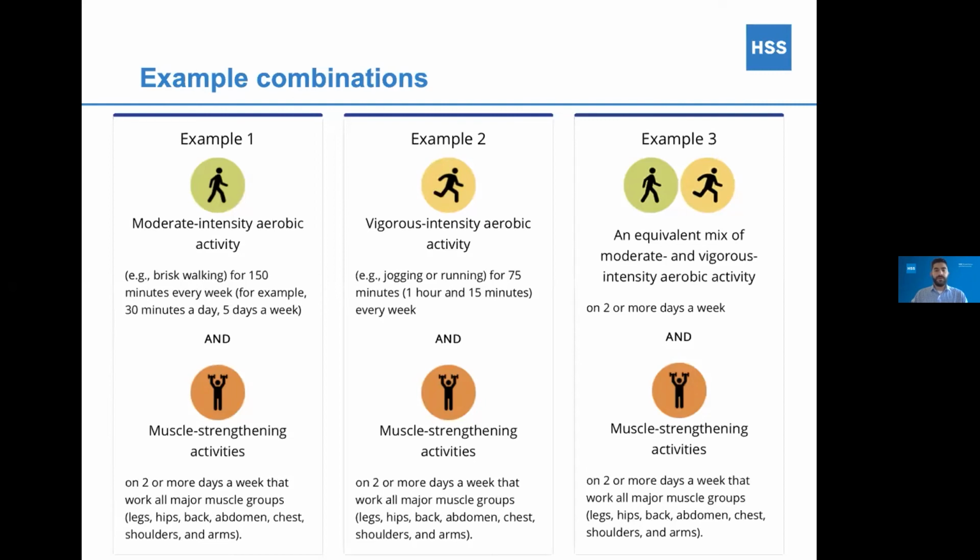Example 2 is someone that maybe likes the vigorous aerobic activities such as running, jogging, maybe playing singles tennis. So they're doing this about 75 minutes per week with their 2 days of strengthening activities as well. Example 3, I think that's the more practical approach. So it's kind of a combination. It doesn't need to be one or the other scenario.